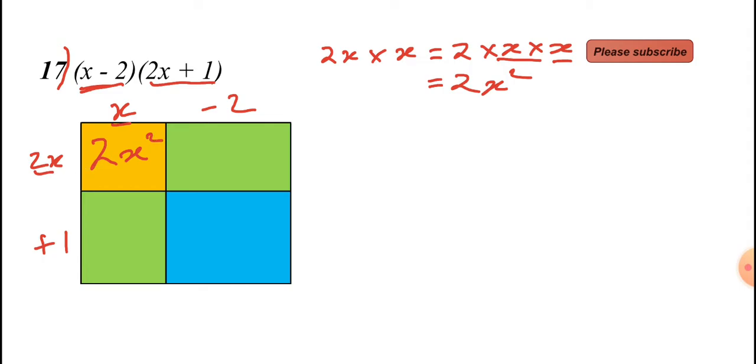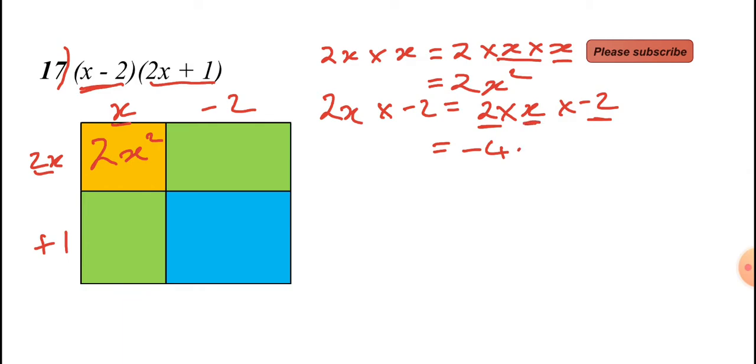And then it's 2x times minus 2. So 2x times minus 2 is the same as saying 2 times x times minus 2. I can just say 2 times minus 2 is minus 4, and then times x will be minus 4x. And then here is plus 1 times x, which is plus 1x. Normally we don't write plus 1x, but here we will just for working out. And then plus 1 times minus 2. So 1 times 2 would be just 2, but because it's 1 times minus 2, it's minus 2.